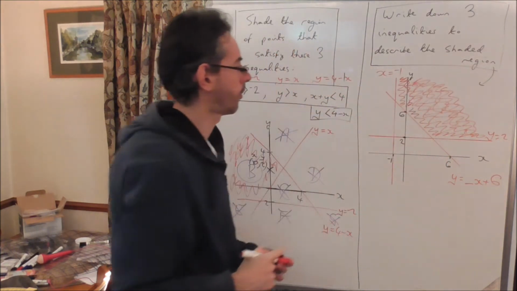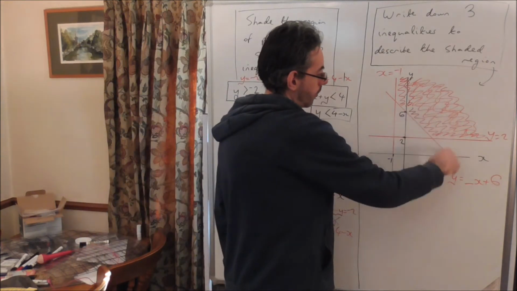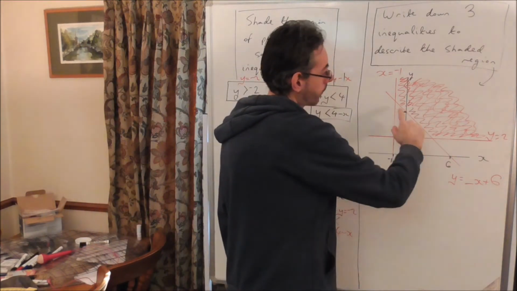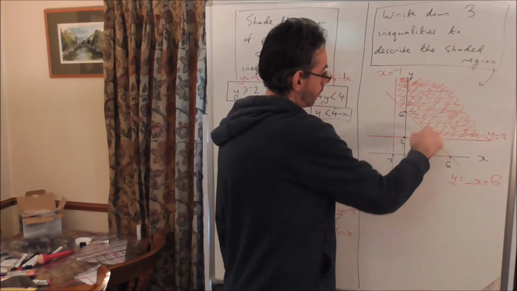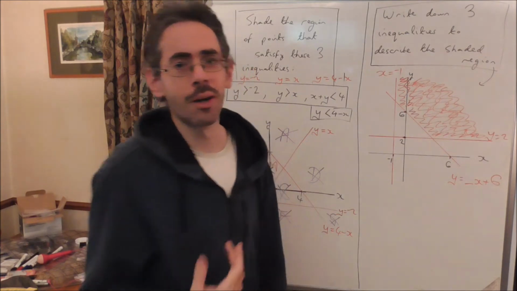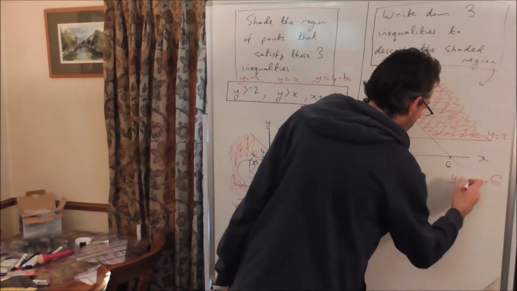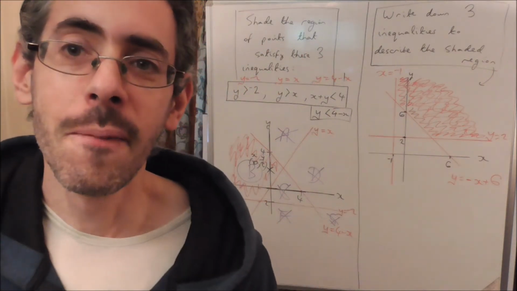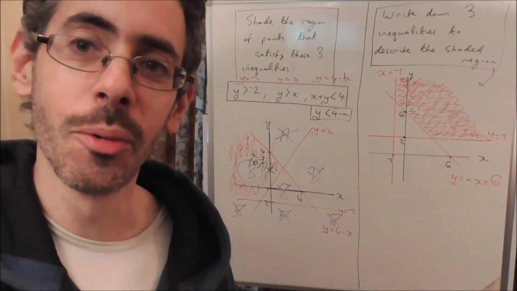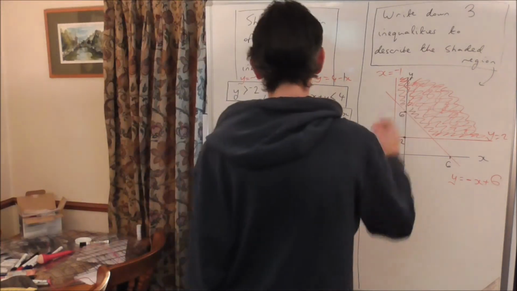But what's the gradient? Well, it goes right 6, down 6 to get from this point to that point. Right 6, down 6 is the same as right 1, down 1, right 1, down 1, right 1, down 1, and so on. So the gradient is -1. So we can write y equals -1x plus 6, or just -x plus 6. So that's the equation of that line. And now it should be fairly straightforward to think of the three inequalities that describe that region.